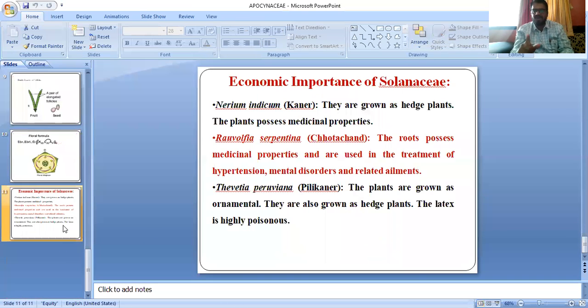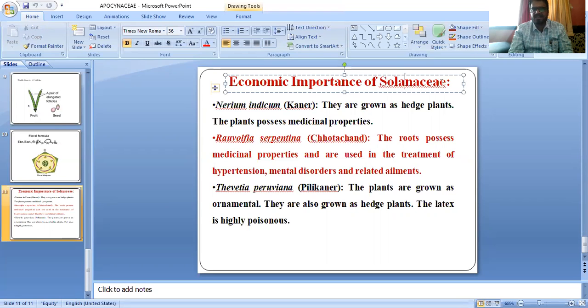And now lastly, in the last slide, we have to see the economic importance of Apocynaceae. Is it Solanaceae? No, this is Apocynaceae.